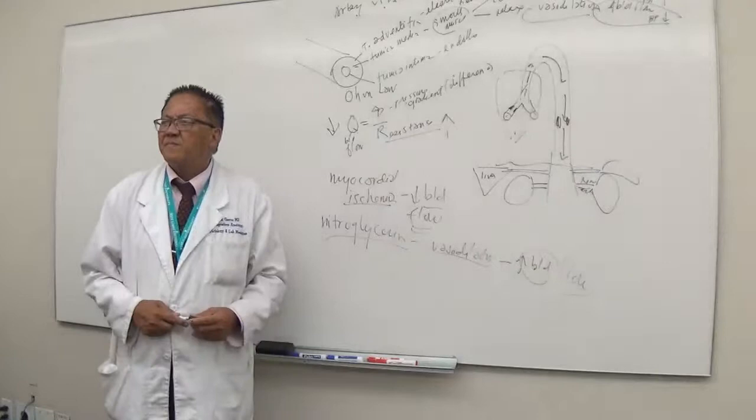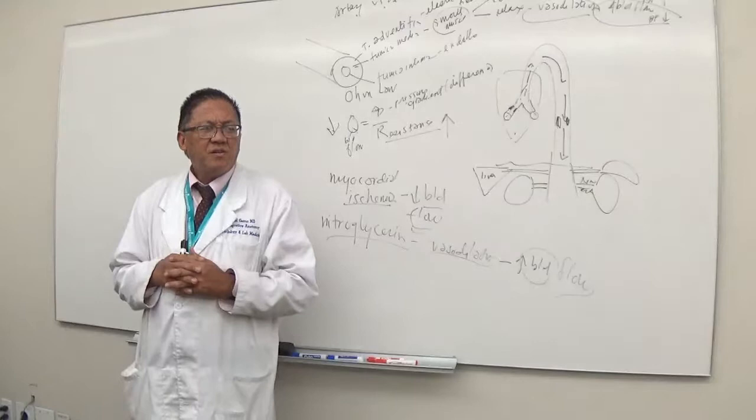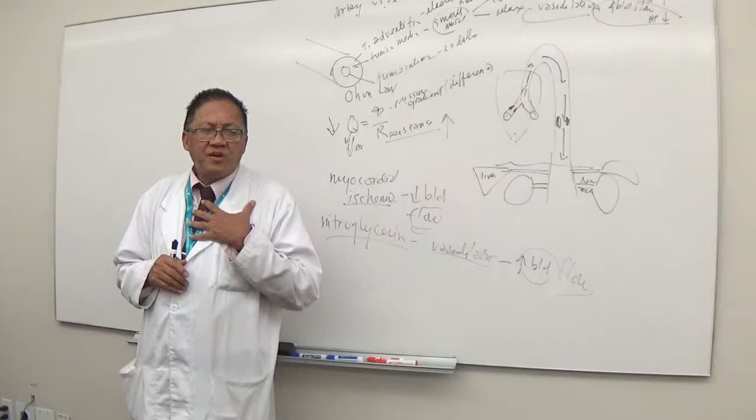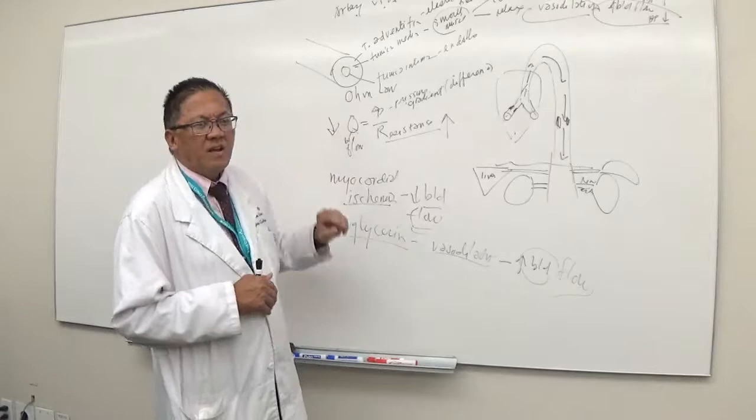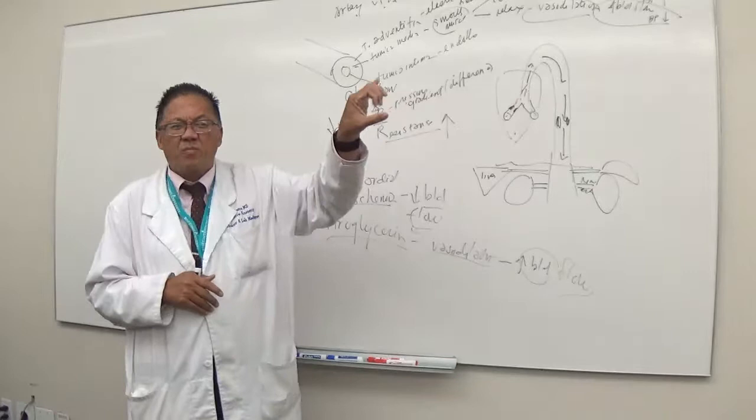Do you understand why we give this to our patients? When the nurse is told by Dr. Gamo, give the patient nitroglycerin under the tongue, sublingual, that's the reason why. We want to vasodilate. When you vasodilate, you decrease resistance, you increase blood flow. Without the presence of plaque, it's still going to increase resistance. Why? Because the lumen is smaller. Does that make sense? Okay.